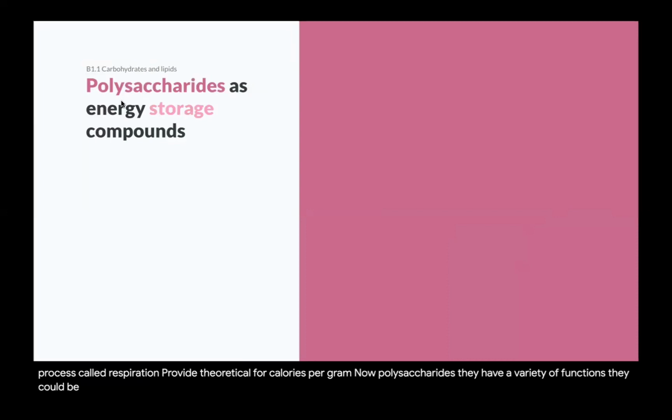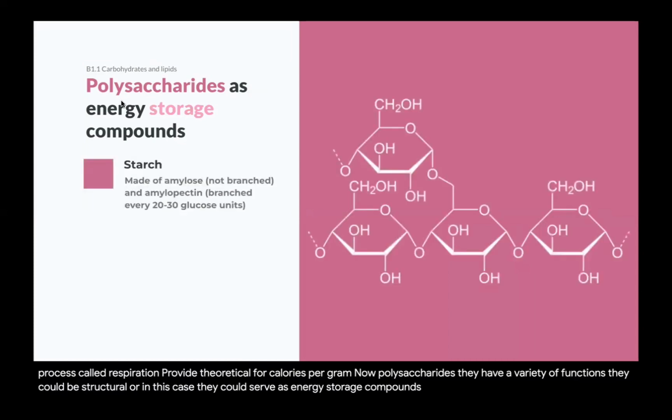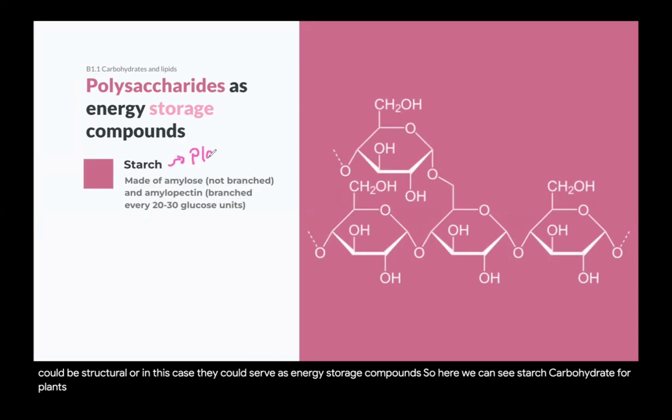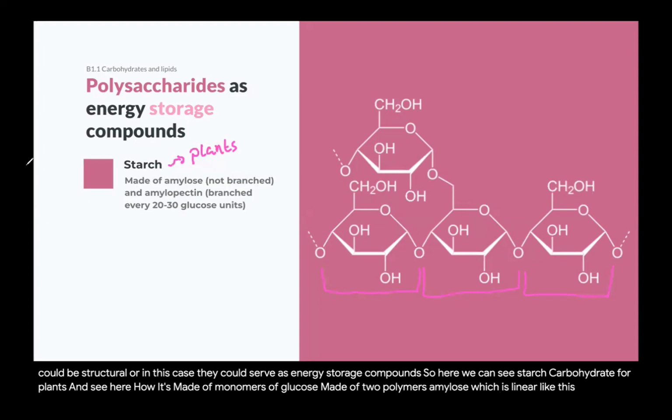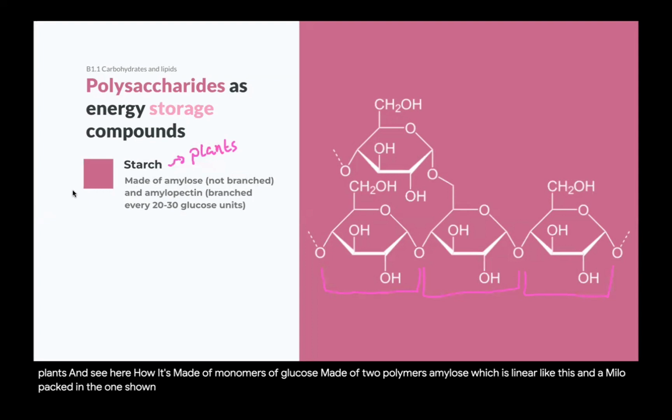Now, polysaccharides, they have a variety of functions. They could be structural, or in this case, they could serve as energy storage compounds. So here we can see starch, which is the energy storage carbohydrate for plants. And you can see here how it's made of monomers of glucose. Starch is actually made of 2 polymers, amylose, which is linear like this, and amylopectin, the one shown in this picture.